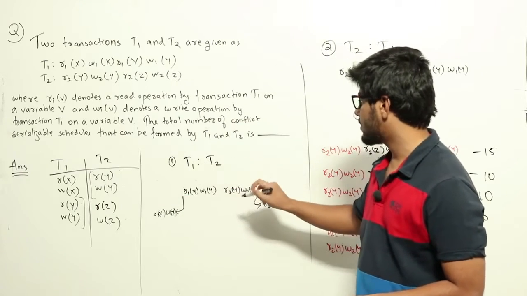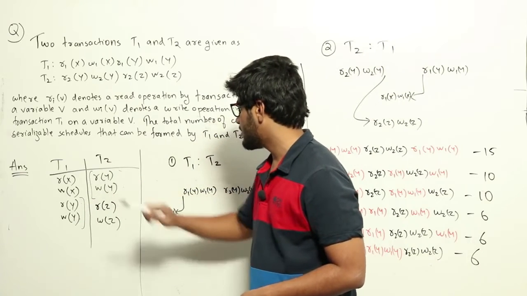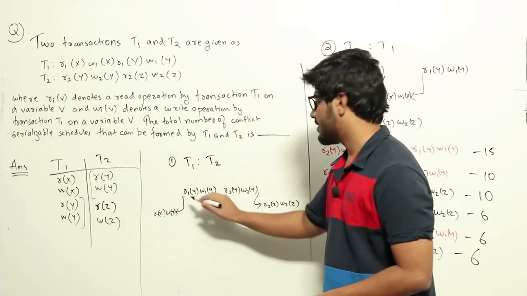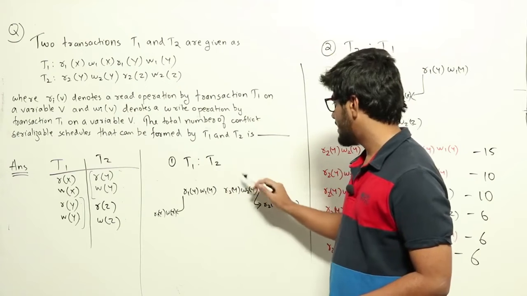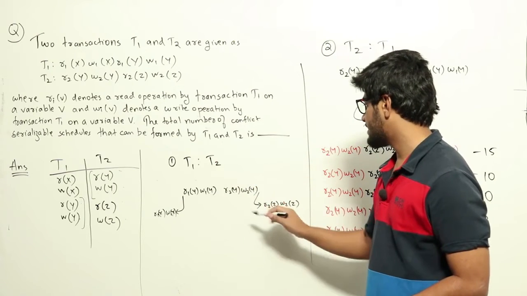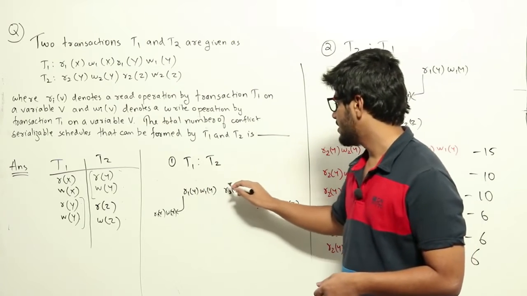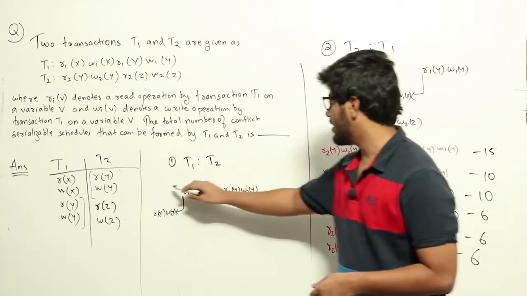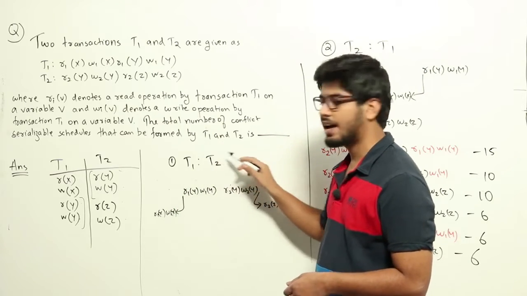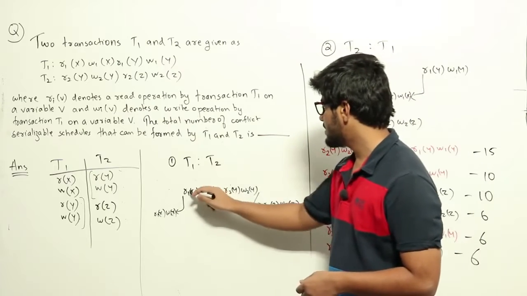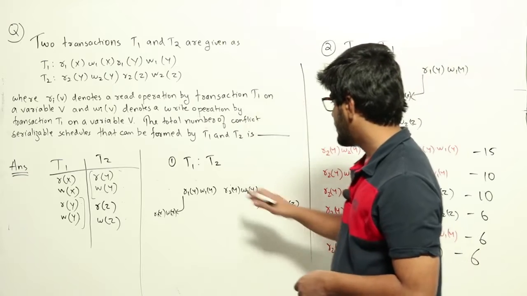So in T1 and T2, the conflict operations, which are read of Y, write of Y, then read of Y, write of Y, will appear in this order only. That is, the first transaction reads Y, then writes Y, and after that only the second transaction reads Y and then writes Y. So these four operations should appear in this order in a schedule that is conflict serializable to the serial schedule T1 and then T2. So if these four appear in this order, let's try to assign the rest of the operations to this schedule.